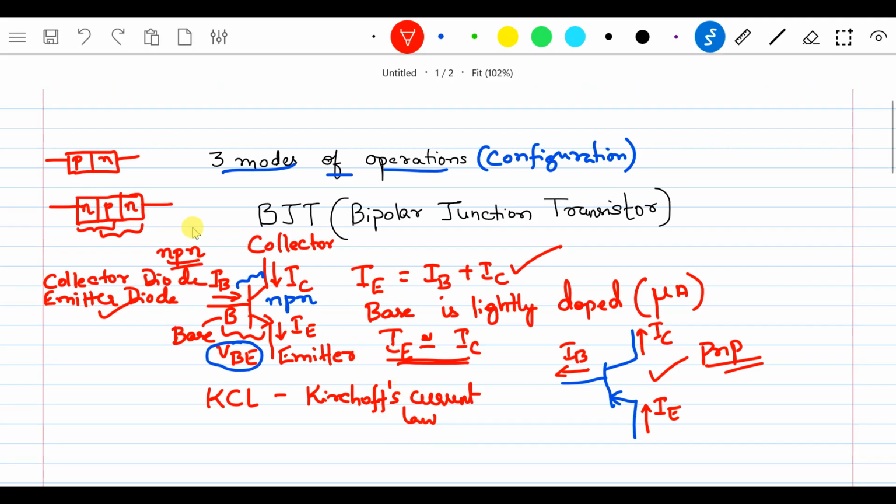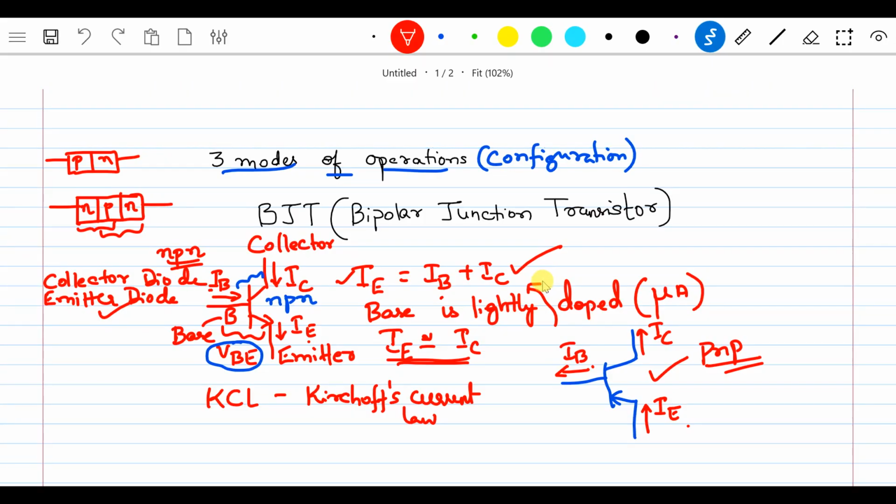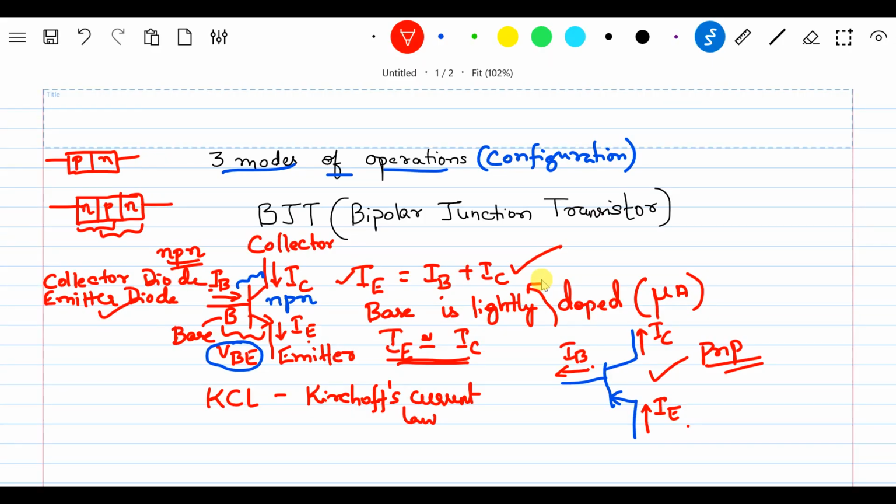Therefore, here IB and IC are entering and IE is leaving, so we can generate the same equation. Here IB and IC are leaving, whereas IE is entering, so we end up getting the same equation. Now, I hope you got the symbolic representation and the normal current equation for the BJT transistor.